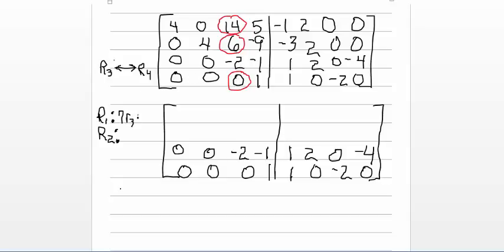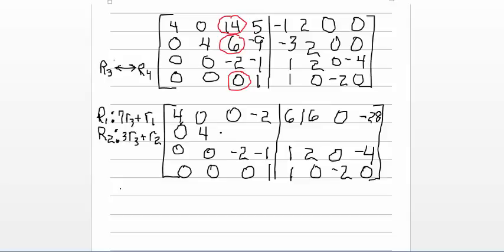So we're going to multiply row 3 by 7 and add that to row 1 to get a new row 1. We're going to multiply row 3 by 3 and add that to row 2 to get our new row 2. So our new row 1 is 4, 0, 0, negative 2, 6, 16, 0, negative 28. And our new row 2 is 0, 4, 0, negative 12, 0, 8, 0, negative 12. And you can pause the video and check that those calculations are correct.